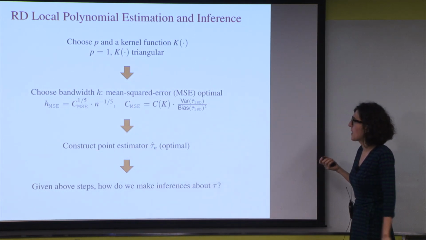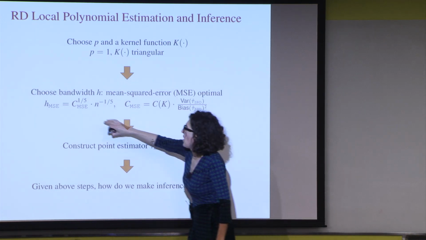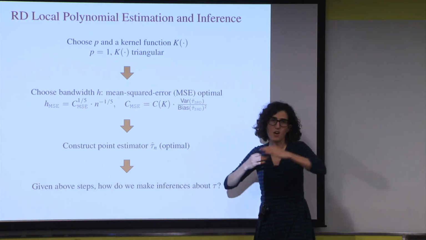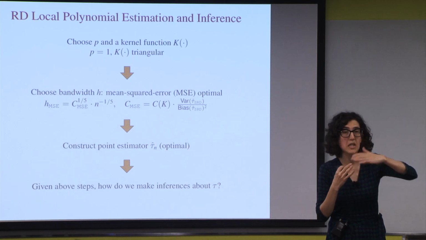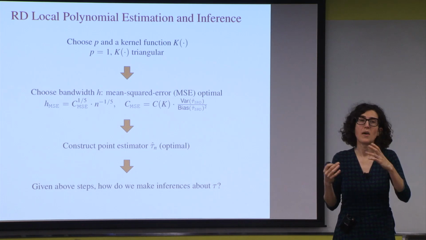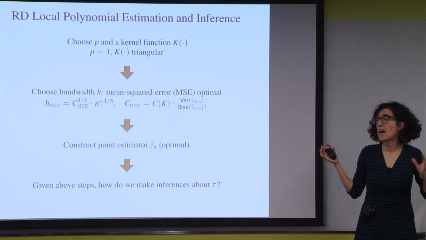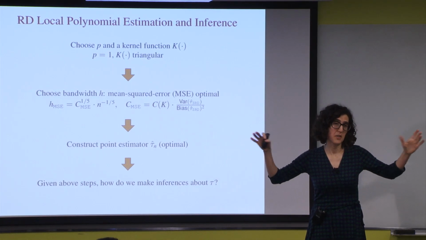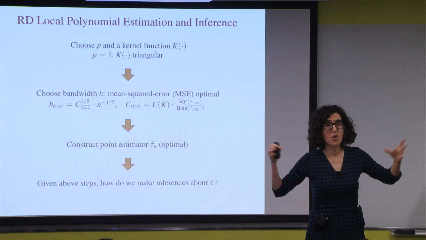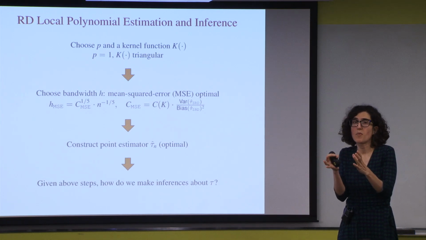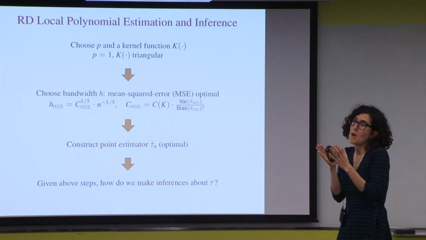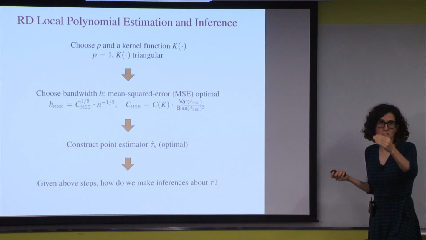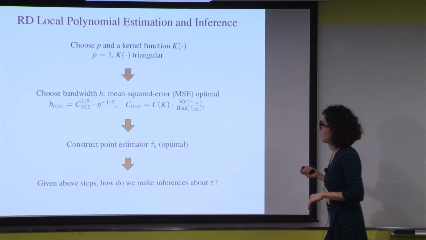So mean square error optimal bandwidth, and you can show that the bandwidth depends on the sample size and a constant that is trading off variance and bias, right? So the more variability I have, the wider the bandwidth is going to be to control the variance because I need more observations. But the more the bias is a concern, the smaller the bandwidth is going to be, because the smaller the bandwidth, the better the approximation. Okay. Given the order of the polynomial.